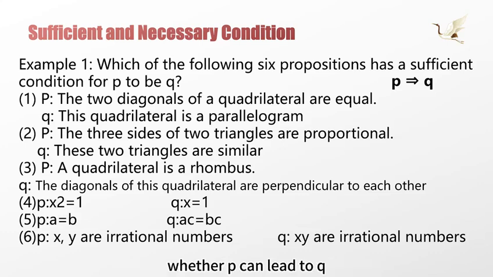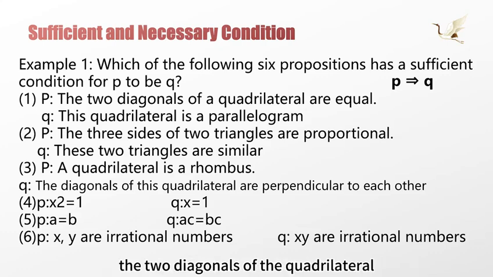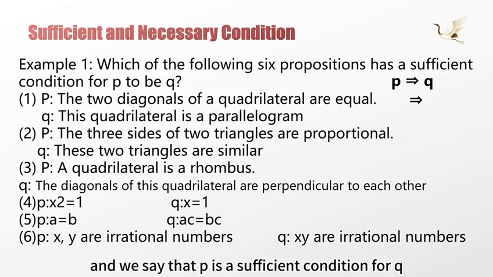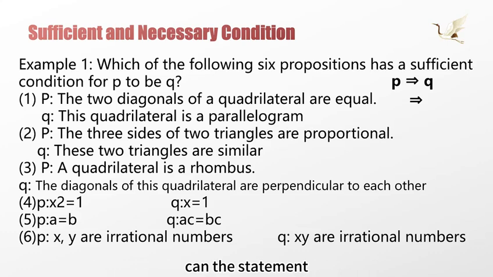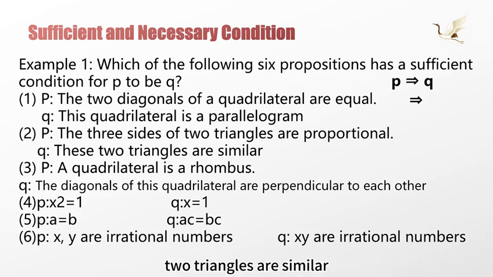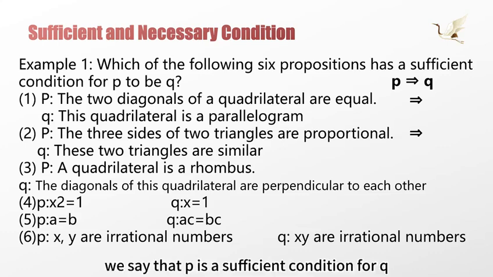Can we infer that this quadrilateral is a parallelogram from the statement the two diagonals of the quadrilateral are equal? Obviously, it is possible because this is a theorem for determining parallelograms. Therefore, P can derive Q, and we say that P is a sufficient condition for Q. Can the statement the three sides of two triangles are proportional lead to these two triangles are similar? Similarly, this is a theorem for determining similar triangles, where P can derive Q. We say that P is a sufficient condition for Q.